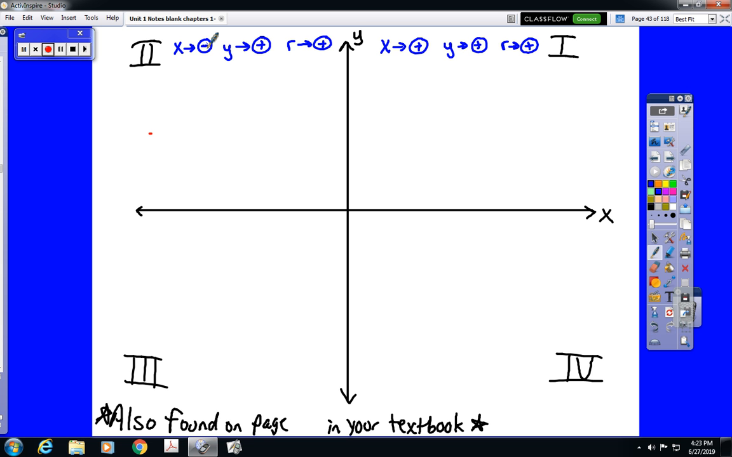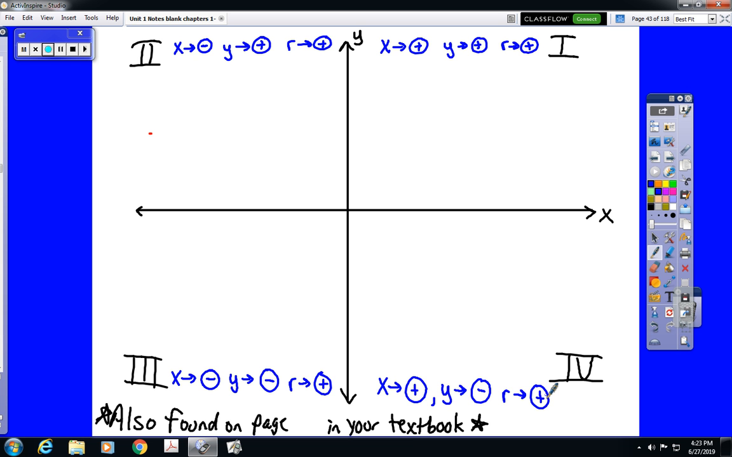In quadrant 3, x is still negative, y is negative, but r, well, that's always positive. And in quadrant 4, x is positive, y is negative, and r is positive. That's what we came up with in section 3.